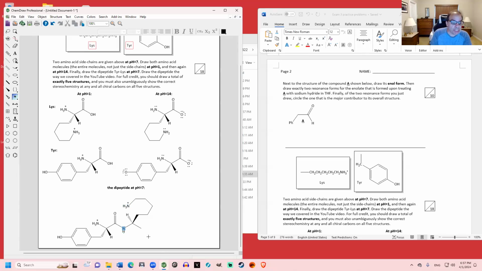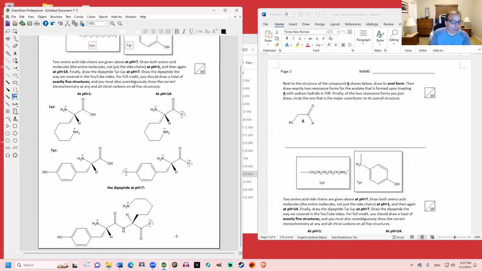You'll notice I'm not protonating the amide nitrogen. That does not get protonated, not even at pH 1. So all we have left is the carboxylate terminal. And that's going to be CO2 minus at pH 7. It will also be CO2 minus at pH 14. At pH 1, it'll be CO2H.